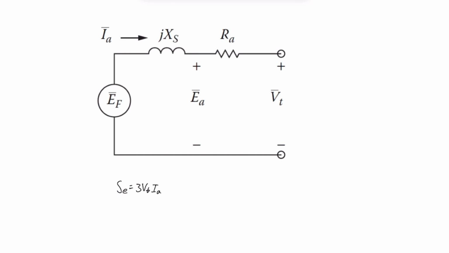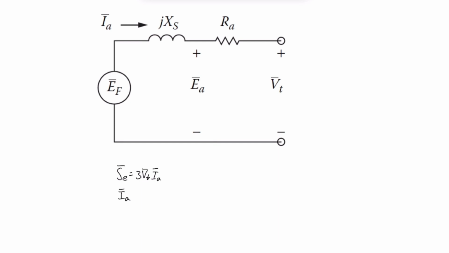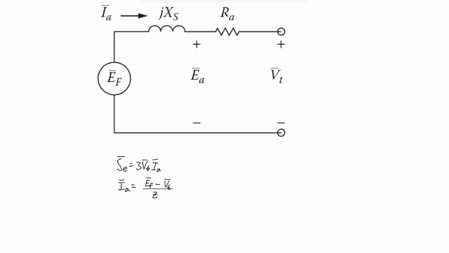But we normally don't know the armature current, so we need to find an expression for it. We can write the armature current as the voltage drop over the impedance, divided by the impedance. The voltage drop is E_F, and I'll write this bar over it because E_F is a vector, and the same applies for almost all of the other values as well. Minus V_T bar, and then divided by the impedance, which we just set to Z to simplify. This is also a vector.